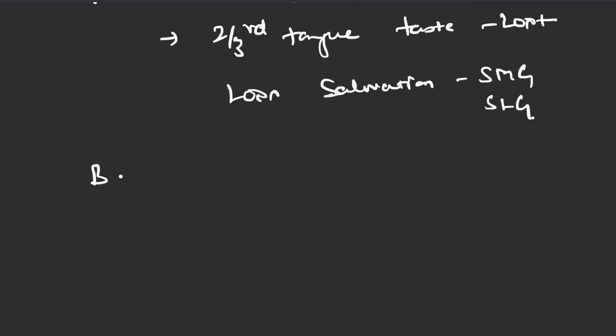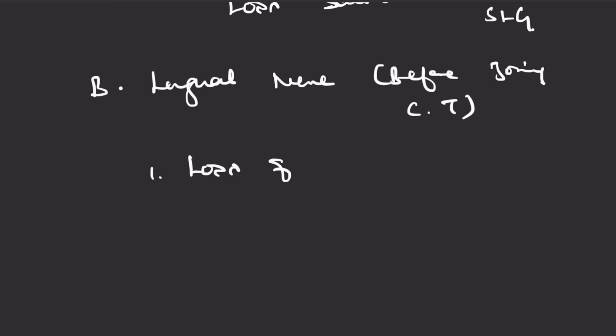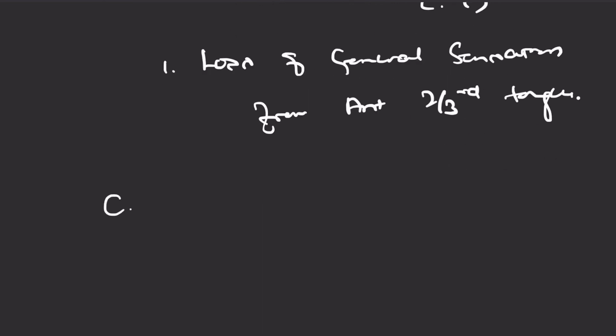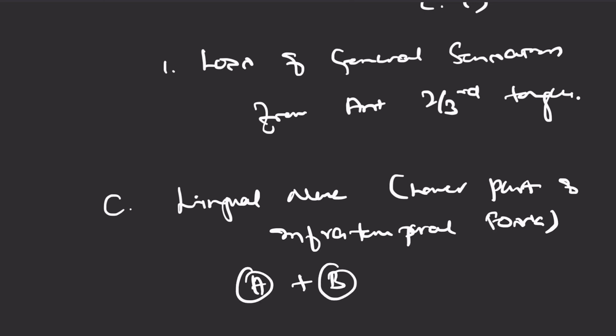Now coming to B, damage only to the lingual nerve, before it joins the chorda tympani. Then what will happen? There will be loss of general sensation from the anterior two-thirds of the tongue. Now in C, there is a lingual nerve injury in the lower part of the infratemporal fossa, so the features of A plus B will be present. It means after joining the chorda tympani nerve.